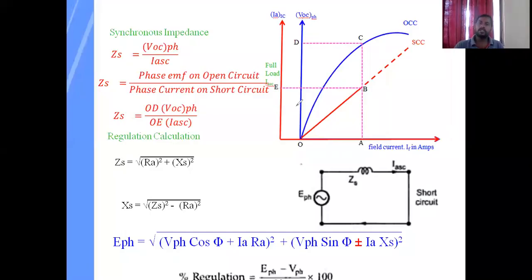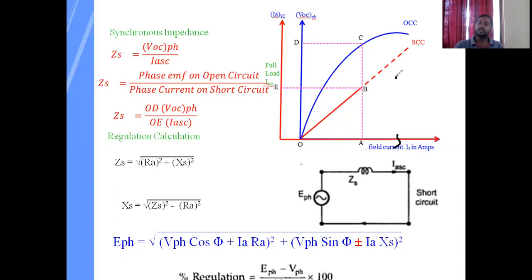Now by using the SCC characteristics, and this is the OCC characteristics, and this is the SCC characteristics. Look at this one. The OCC characteristics are drawn between E phase and field current, that is one axis. Similarly, for the SC test, the short circuit characteristics are drawn between ISC and IF. This blue curve is ISC, and IF, the field current, is common for both.